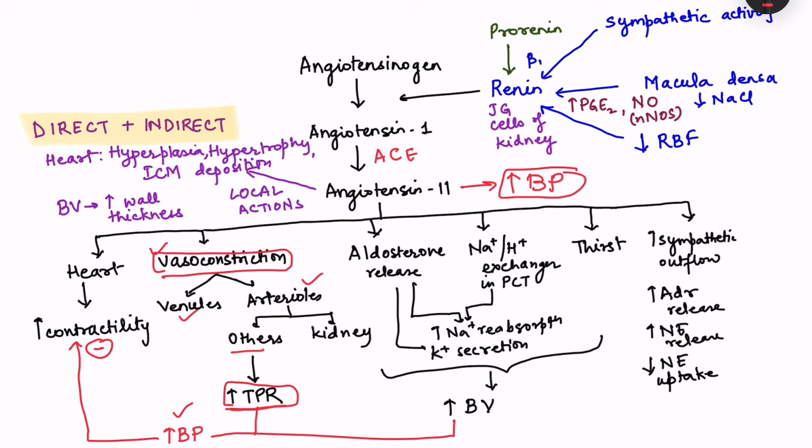Okay, then venules also constrict. Venules constrict, so this leads to increase in the venous return to the heart. When there is increase in the venous return to the heart, there is increase in the force of contraction of the heart, which ultimately increases the cardiac output, and hence there is increase in the blood pressure.